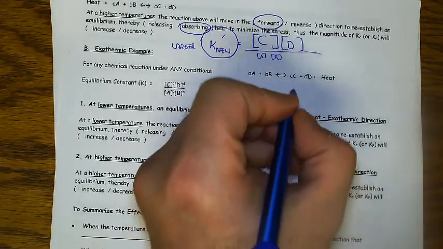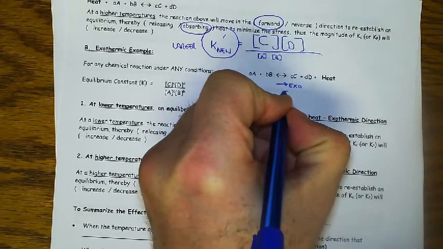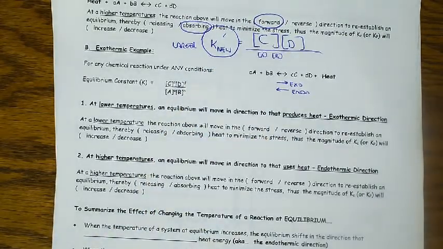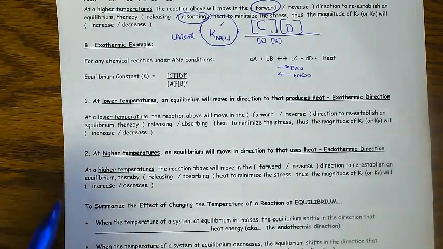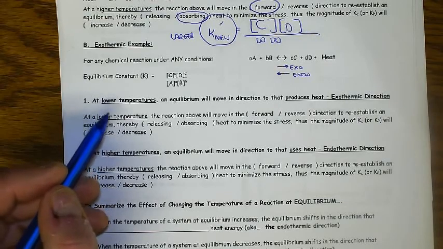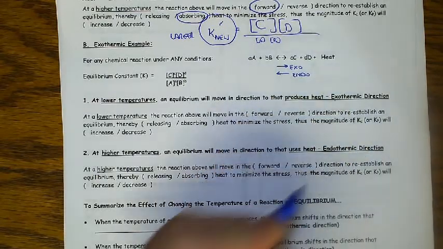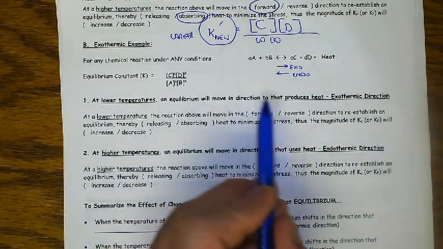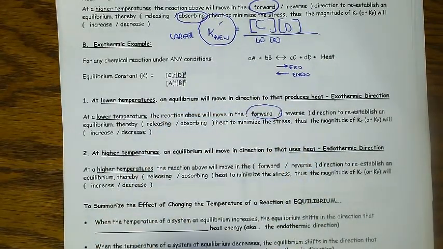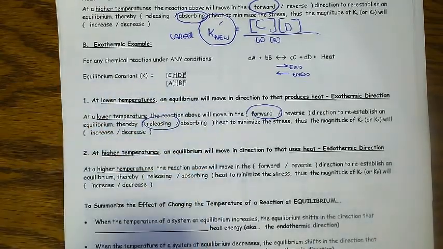Now let's take a different example. Notice here our equilibrium in the forward direction is exothermic, which means in the reverse direction it's endothermic. Now think about this again. At lower temperatures, you get lower temperatures by removing heat. The reaction's going to want to produce heat, or move in the exothermic direction. So at lower temperatures, the exothermic direction is forward to reestablish equilibrium, thereby releasing heat to minimize the stress.